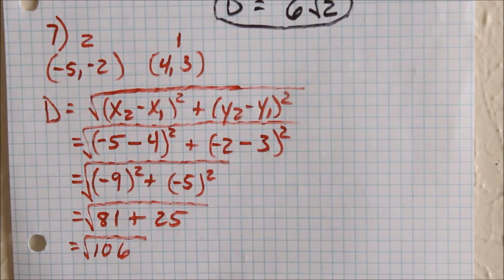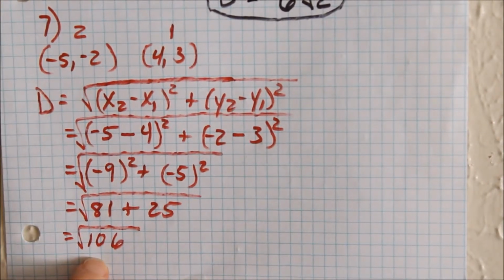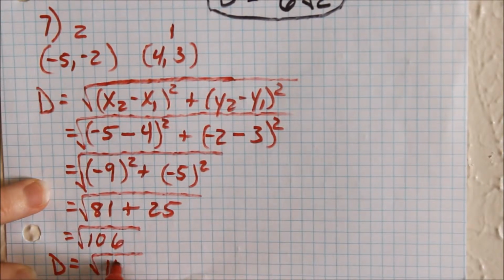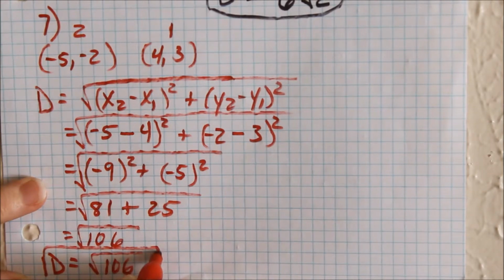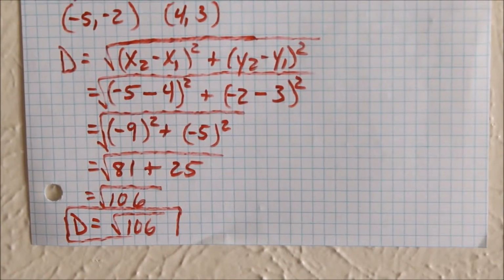So then we need to see if we can simplify the radical. Alright, square root of 106 does not simplify, so that will be your final answer. The distance between those 2 points is the square root of 106. Again, we're going to leave these in radical form.